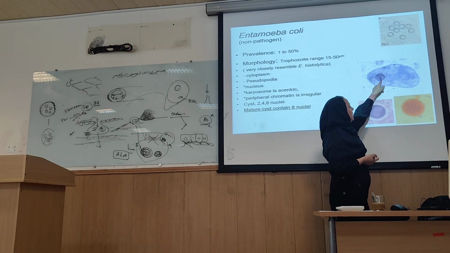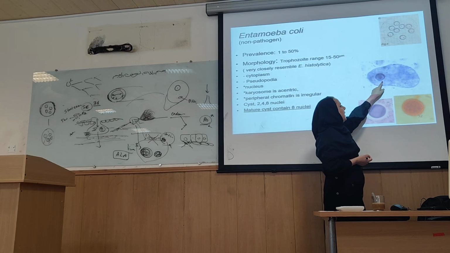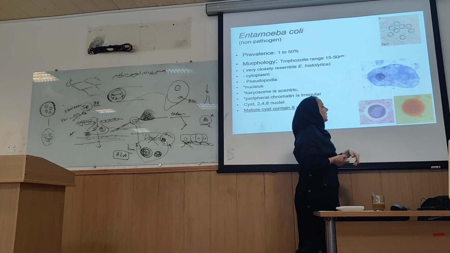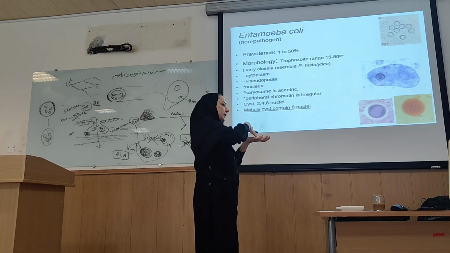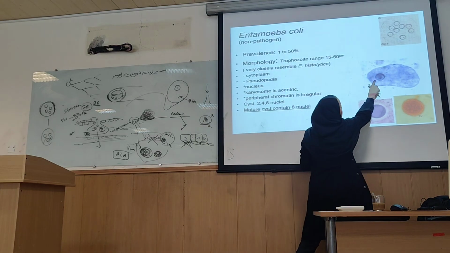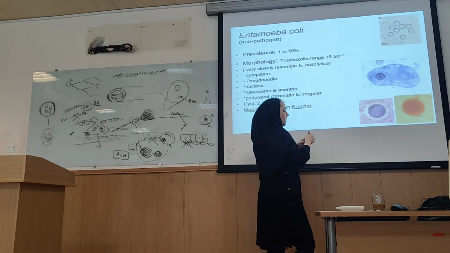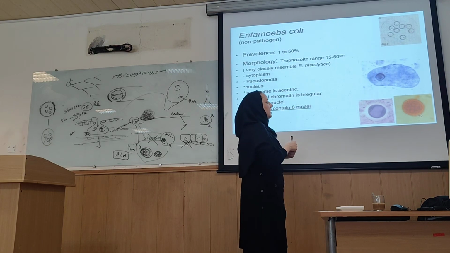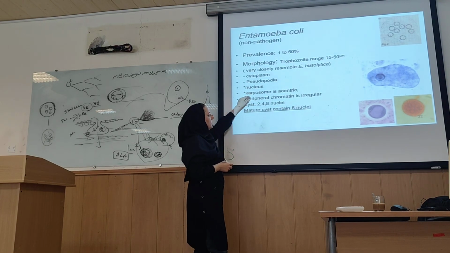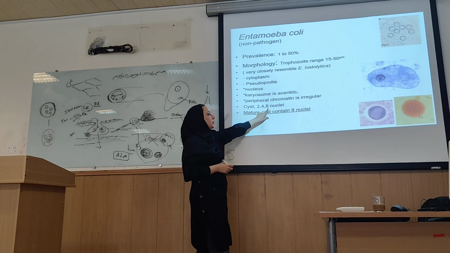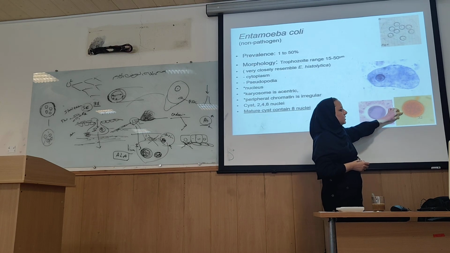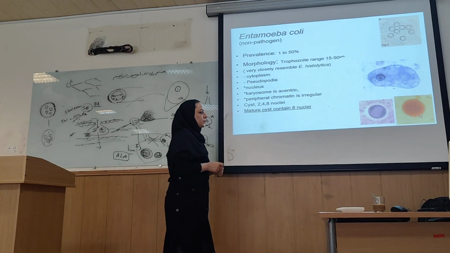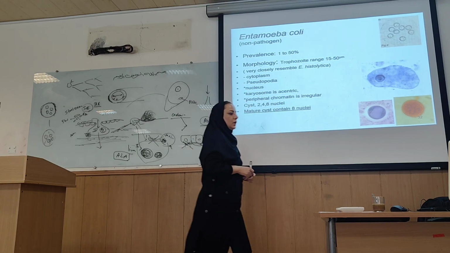You see the karyosome, it is acentric, it is not in the middle, and also the peripheral chromatin is irregular. Some places are colorful and some places are thin. But in histolytica, it is fine and regular. And also in coli, the mature cyst has 8 nuclei. You see the 8 nuclei, but in histolytica you see 4 nuclei. Tomorrow you go through your morphology.